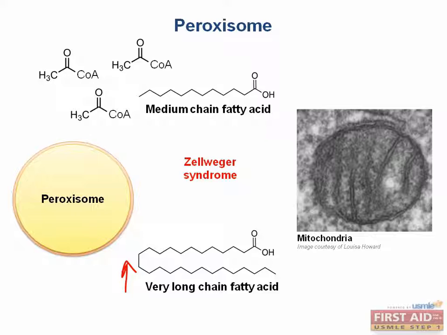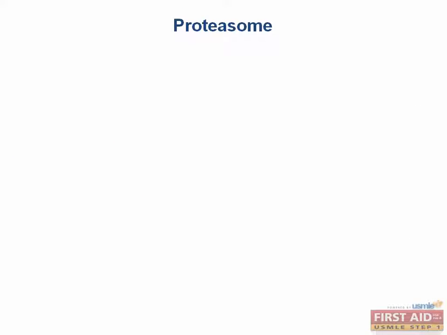hearing and vision. So how would you recognize this in a newborn? Hypotonia, seizures, and an inability to eat would be the first clues that something's wrong, and hopefully after further testing you'd see that very long-chain fatty acids are accumulating.